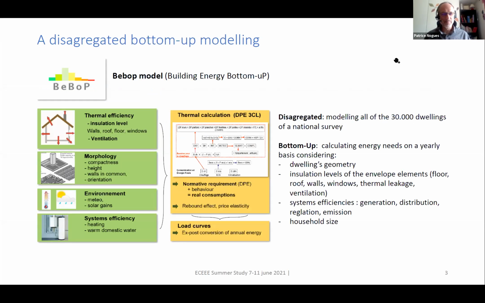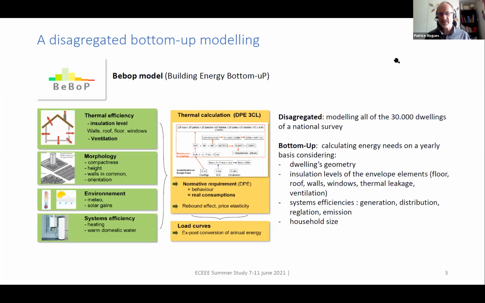So our model is called BBOP, like Building Energy Bottom-Up and Prospective. It is a disaggregated one, which means that we model each and every dwelling and household. In this case, we base our study on a national survey, which has 30,000 dwellings. For each dwelling, we describe the geometry, the levels of insulation of the different elements of the envelope, and the ventilation. We take into account the local climate data, and we describe systems with the different efficiencies like generation, distribution, emission, regulation, and so on.